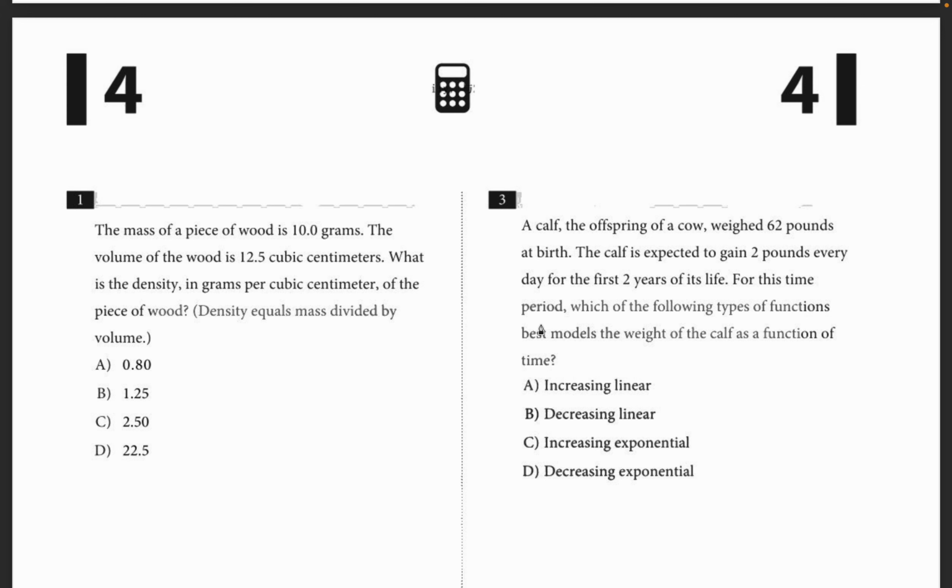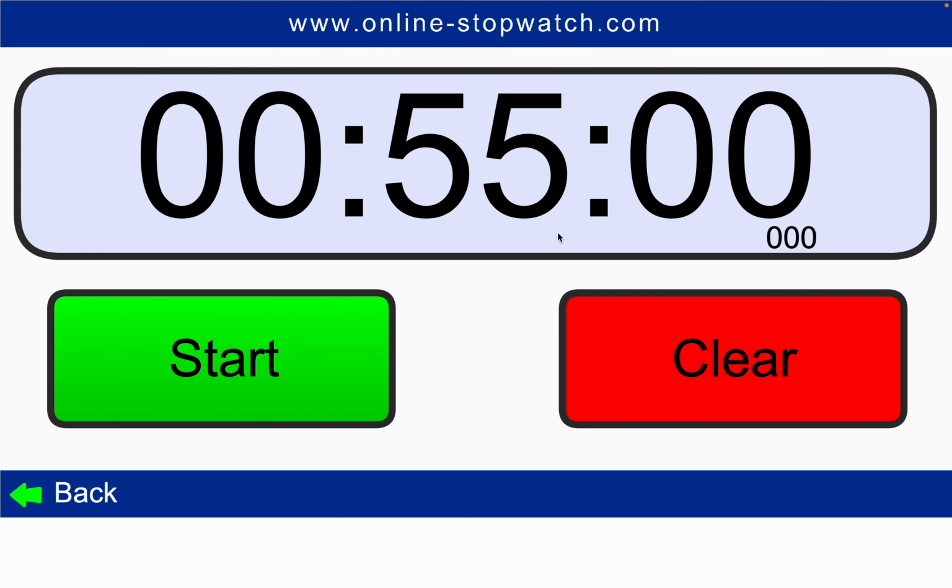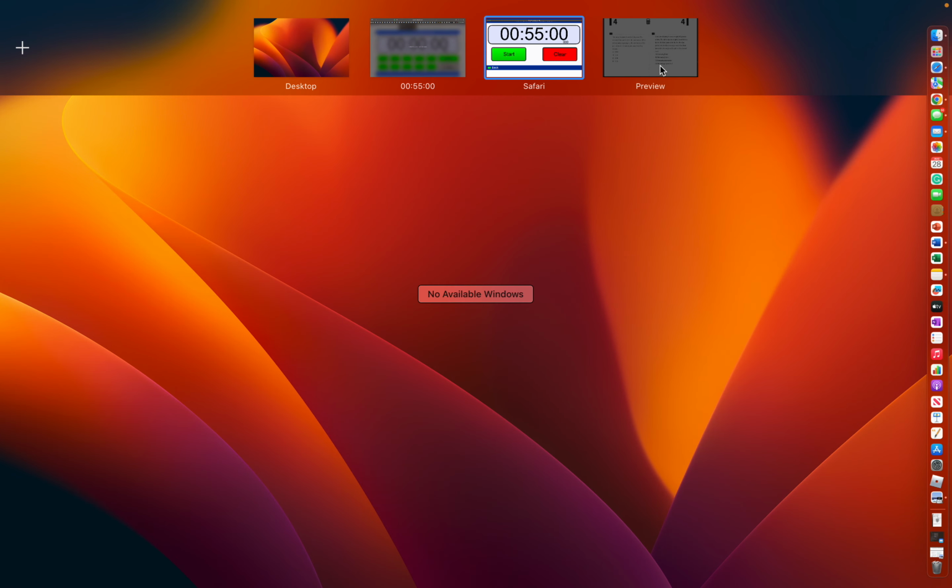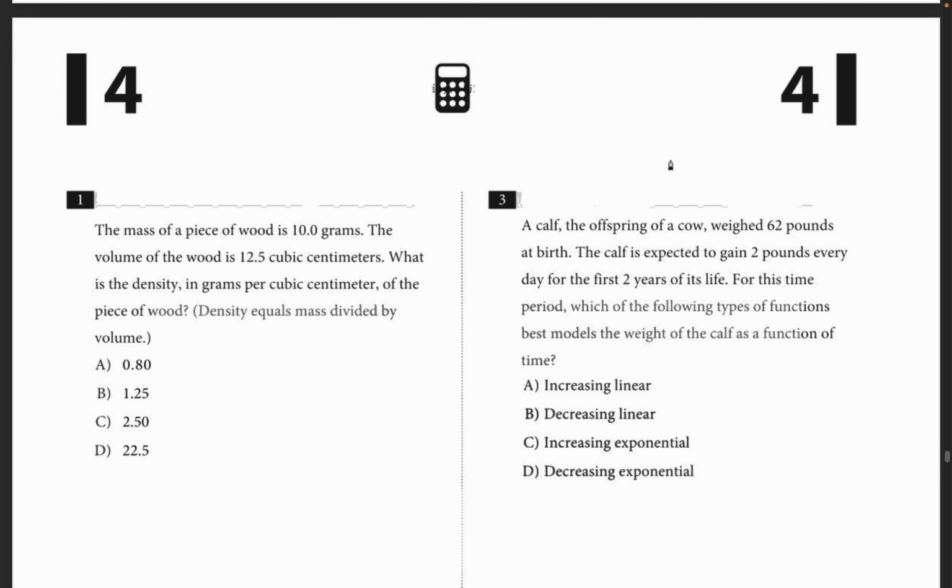Hello everybody. Today I will be completing the math calculator section of the October 2021 SAT. This will be the last video for the October 2021 SAT exam. As always, this section will be timed. I have my stopwatch right here, and I have my calculator on the side to do calculations when necessary. Okay, so we could begin.